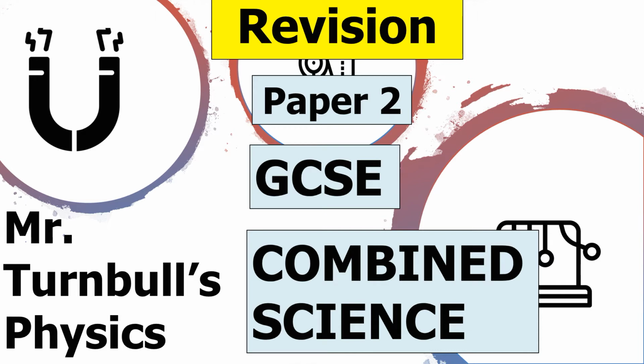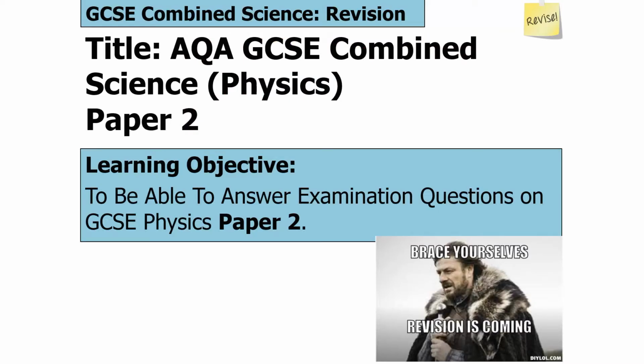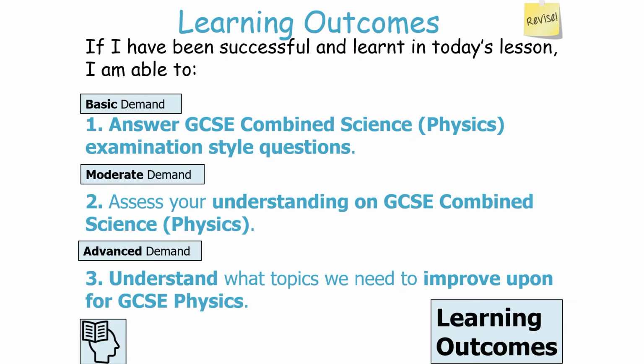So in today's revision session, what we're going to do is see if we can answer examination questions on the GCSE Physics Paper 2 part of the GCSE Combined Science. If we are successful and learn in this revision session, we should be able to answer GCSE Combined Science Physics examination style questions. You should be able to assess your understanding of the GCSE Combined Science Physics course, and then finally understand what topics you need to improve on for the GCSE Combined Science Physics course.